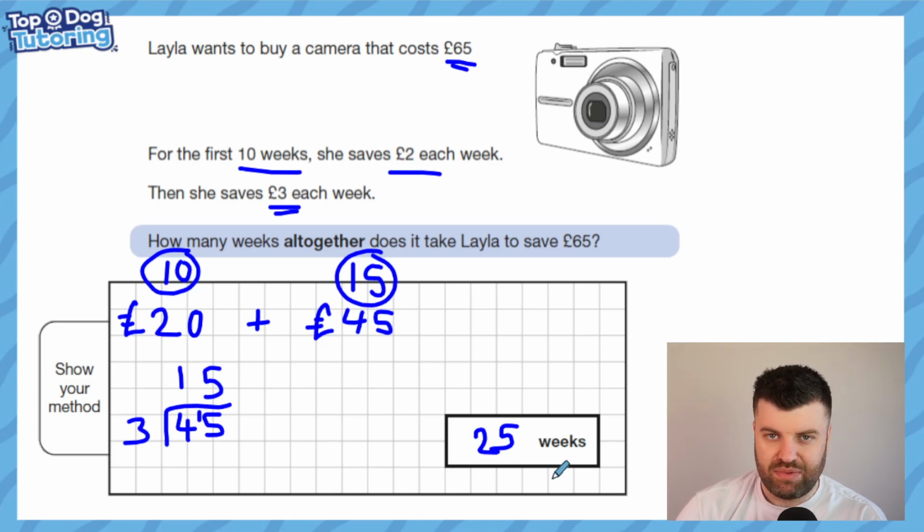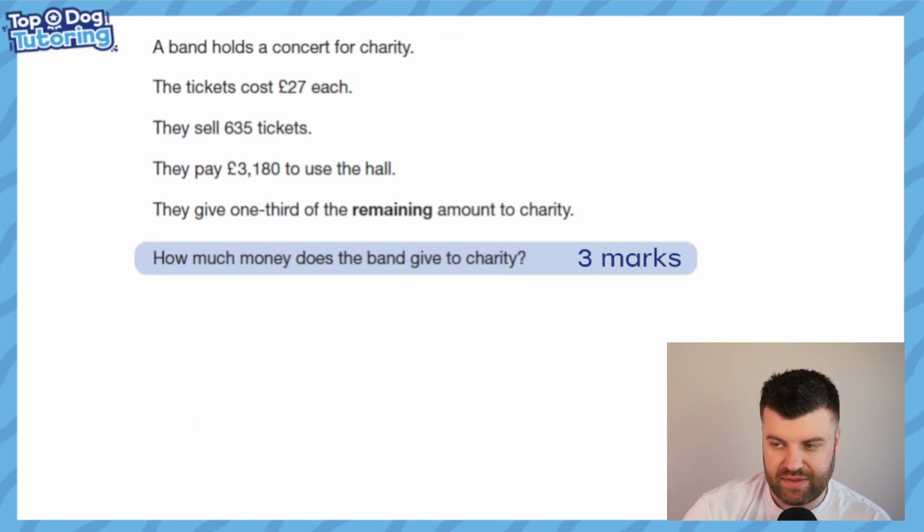Completely different method to previous ones, but still about money. This is why money can be a tricky topic. Let's look at another example then. A band holds a concert for charity. The tickets cost £27 each, and they sell 635 of them.